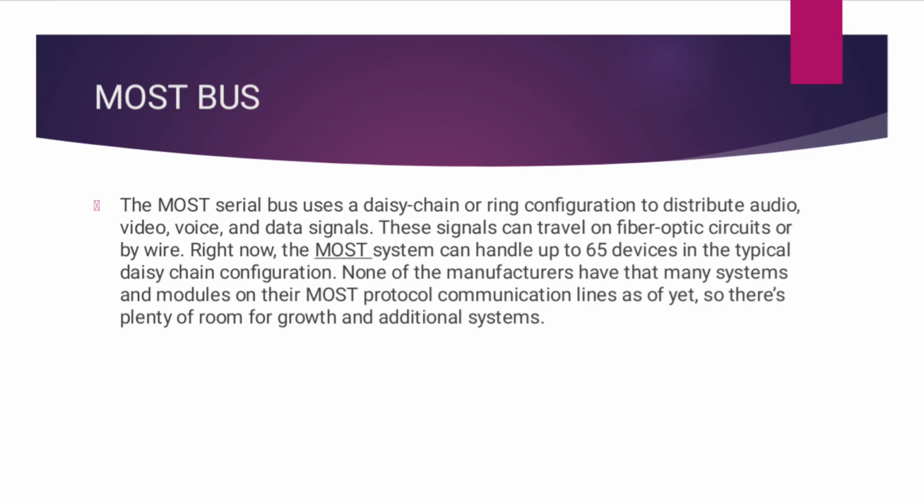MOST bus. The MOST serial bus uses a daisy chain or ring configuration to distribute audio, video, voice, and data signals. These signals can travel on fiber optic circuits or by wire. Right now, the MOST system can handle up to 65 devices in the typical daisy chain configuration. None of the manufacturers have that many systems and modules on their MOST protocol communication lines as of yet, so there's plenty of room for growth and additional systems.